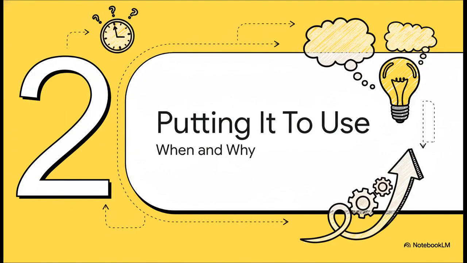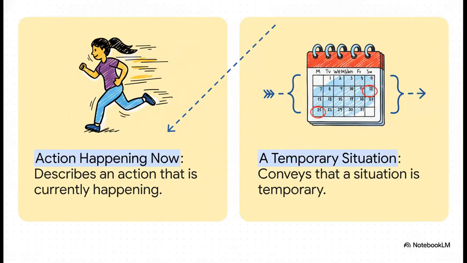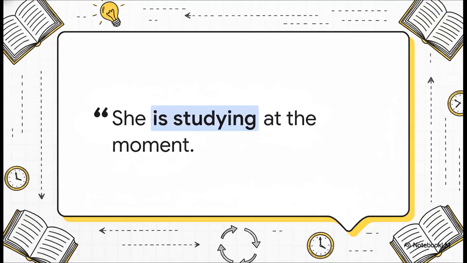Okay, so we know how to build the tense. That's half the battle. But what's just as important, if not more, is knowing when and why you should use it. The formula is the tool, right? But now we're going to learn how to actually use that tool correctly in a real conversation. So the present continuous basically has two main jobs. The first, and most obvious one, is for an action that's happening right now, at this exact moment. But its second job is to describe a temporary situation, something that's happening around the present, but maybe not at this very second.